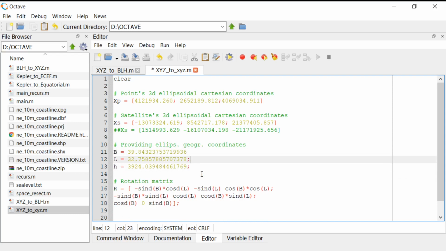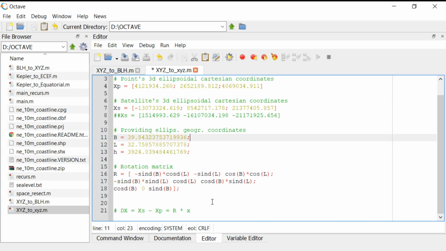As you see, the digits are insignificant, but I'm okay for the time issue. I'll keep these extra digits there, so that I don't want to erase them. So now I have B, L, and H. Although H is not used in this rotation matrix, I can later use H to point ellipsoidal height.